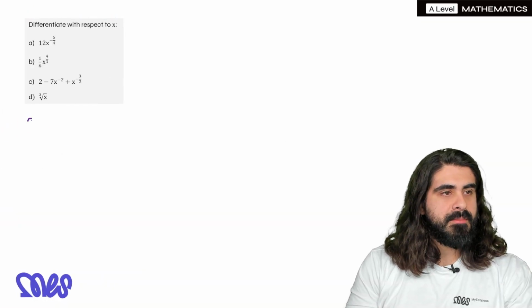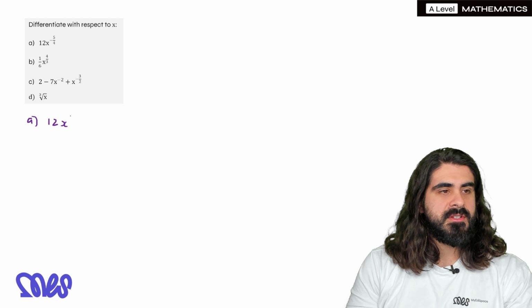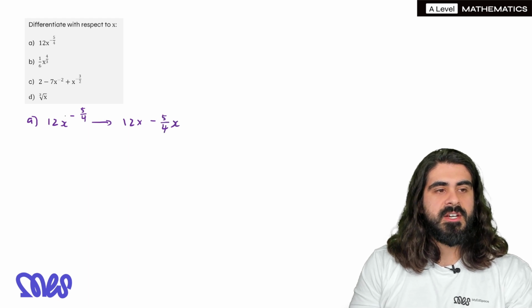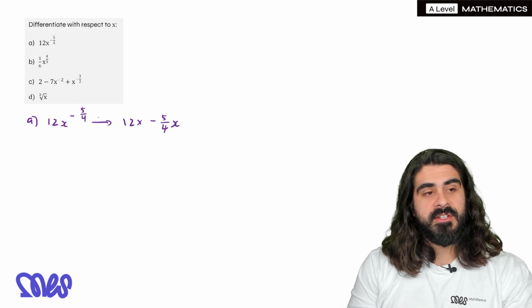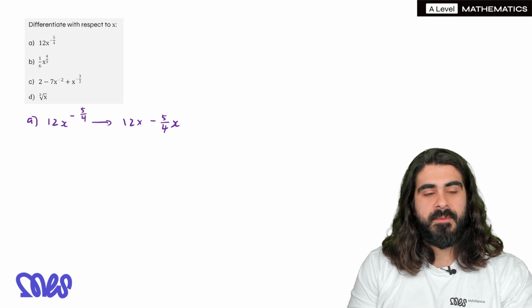All right, so let's apply that principle. So we have 12x to the power minus 5 over 4. So the first thing we're going to do is 12 times minus 5 over 4, x. Then you have to take away 1 from the power. I'm going to give you a top tip. How would you subtract 1 from a fraction?